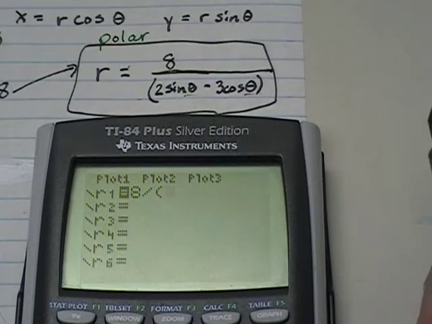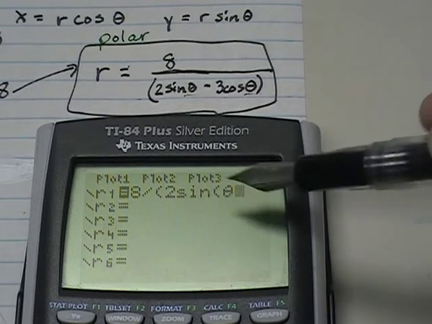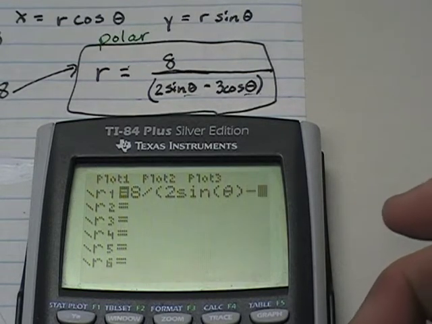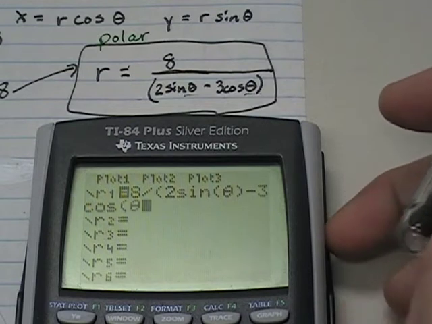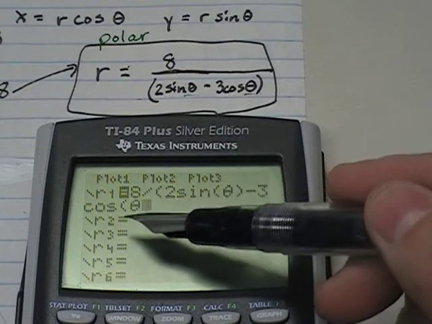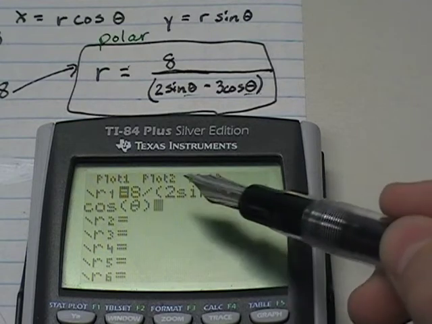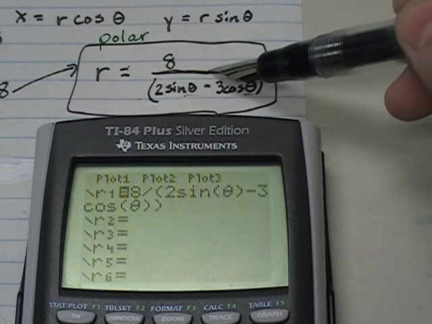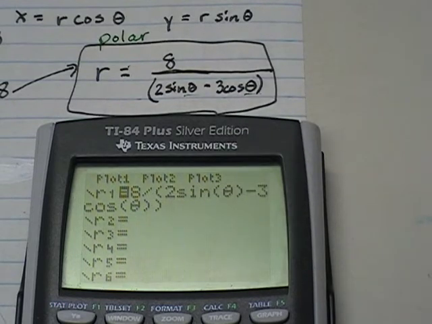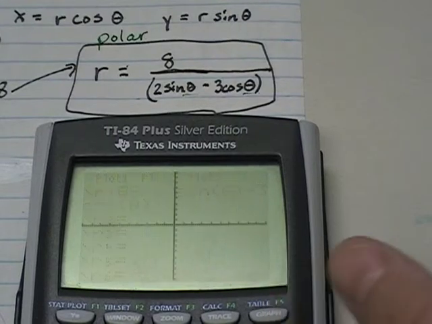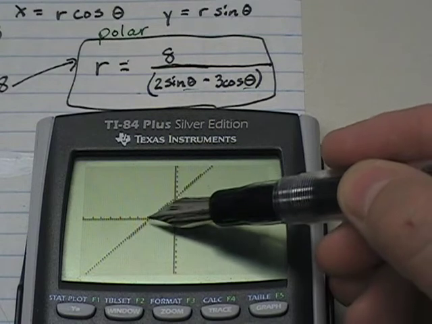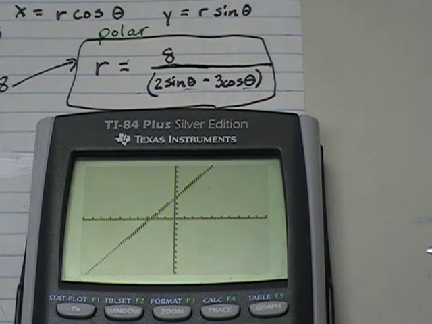So 8 divided by 2 sine theta. Now notice my calculator opened a parentheses. I have to close that parentheses. Minus 3 cosine theta. My calculator opened that parentheses and I've got to close it. And then I opened this parentheses and so I've got to close it. And so this equation is this equation right here. When I press the graph button, I see a straight line. And that straight line crosses at 4 here and it crosses basically at -3 here. Looks like the same line.